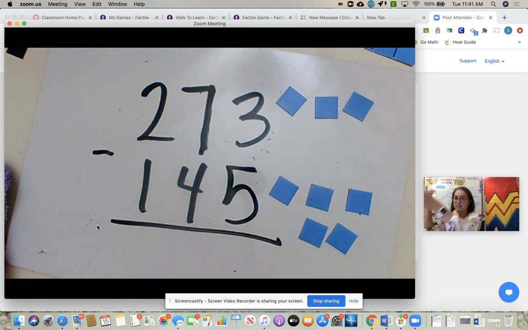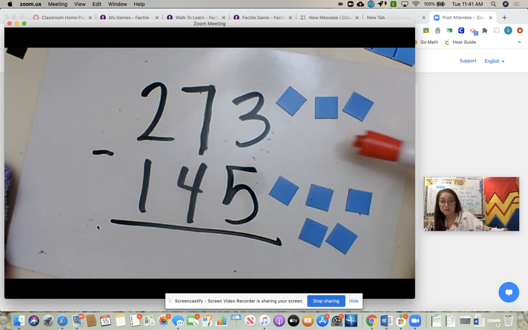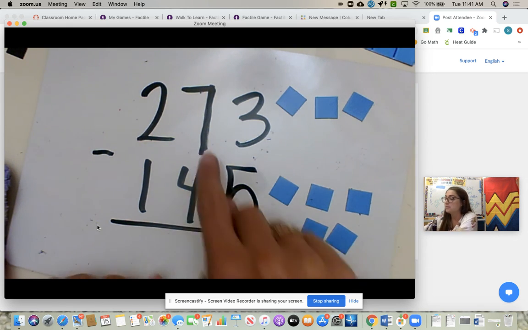And I like the sticks, so I like to do both. If I have 3 sticks, can I take 5 sticks away? I can't. I only have 3. So same here. Can I take 5 blocks away from 3? No, I can't. So you are just going to go over here.